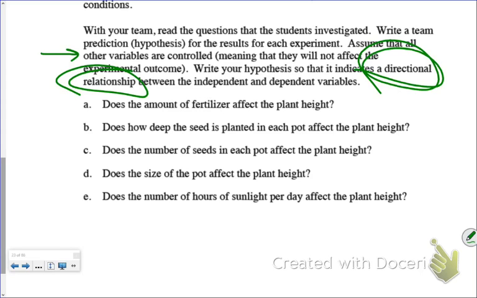So how are we going to write this as a hypothesis that indicates directional relationship? Here we go. All right, we're going to say yes first. Does the amount of fertilizer affect? Yes, it does. Here's how we write it. Yes, the more fertilizer, the more fertilizer, what do we say? Bigger or smaller the height? Bigger. The bigger or the higher. We need direction.